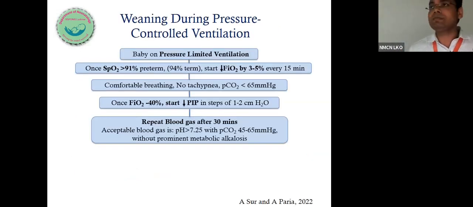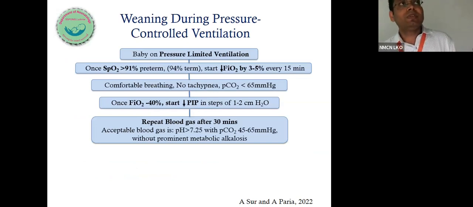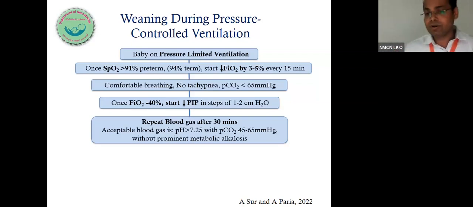So this is how we proceed with weaning in a baby who is on the pressure control ventilator. The child can either be on SIMV plus PSV mode of ventilation, or on assist control or pressure support ventilation. Once the saturation is in the normal range, 94% for term babies and 91% for preterm babies, we should start decreasing the FiO2 first, in units of 3 to 5% every 15 minutes. Then if the child is comfortable, there is no tachypnea, not much work of breathing, and SpO2 levels are within normal range, we should start decreasing the PIP, once the FiO2 has reached 40%, by 1 to 2 centimeters of water.